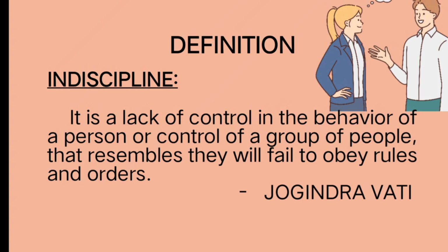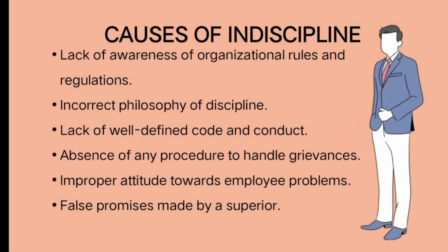Definition: indiscipline is a lack of control in the behavior of a person or control of a group of people. That means they will fail to obey the rules and regulations or orders. The definition by Jogendravati: indiscipline means any individual or group of people who fail to abide by the rules and regulations laid by the institution. That indisciplinary characteristic is due to varied reasons. We will see them one by one in detail in the forthcoming slides. Mainly, indiscipline arises due to personal issues or inadequate supervision, like that.